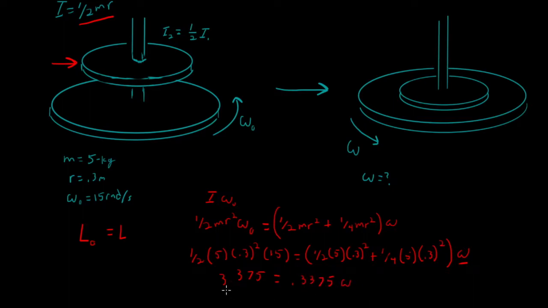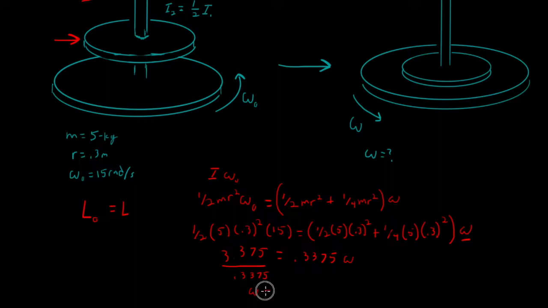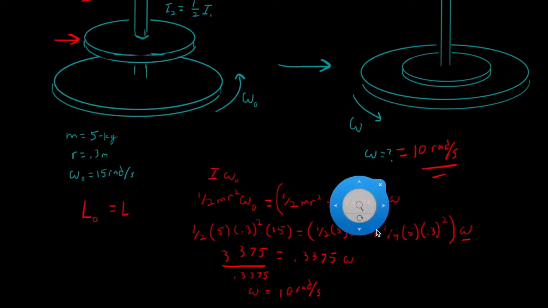So what I end up with is 3.375 equals 0.3375 omega. And then I just divide both sides by 0.3375, and I get an omega being equal to 10 radians per second. So that's how I solve this problem. My final omega is going to be 10 radians per second. So let's try another one.